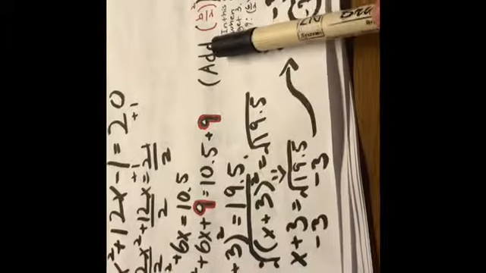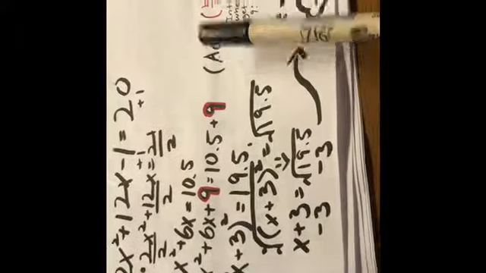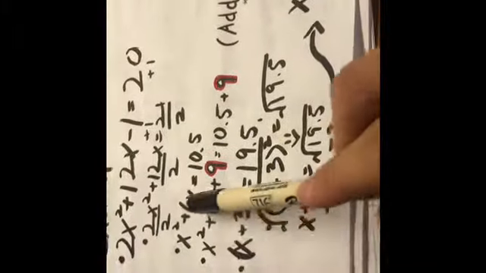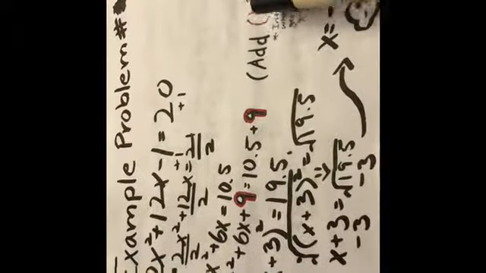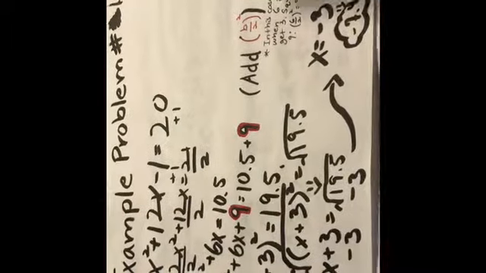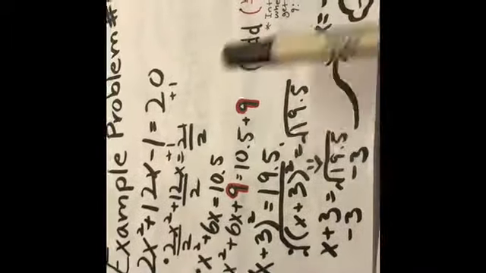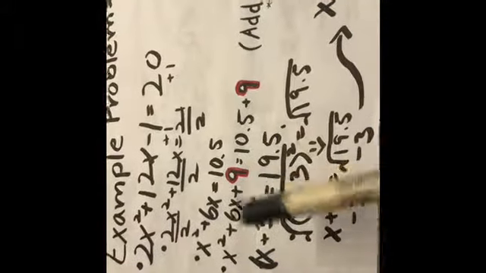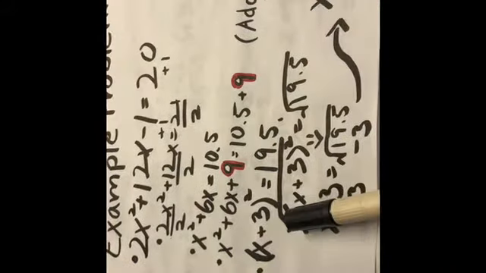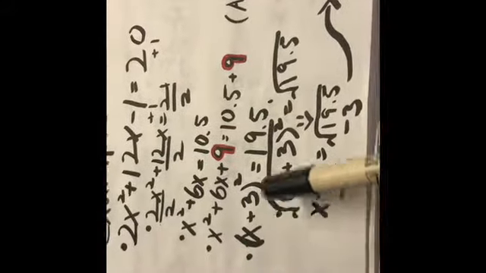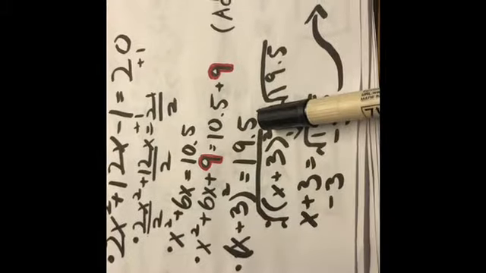Next, we're going to have to remember to add b over 2 squared. In this case, we have 6 as the b, so when 6 is put over 2, you get 3. Square that and you get 9, as you can see right here. So, x squared plus 6x plus 9 equals 10.5 plus 9. Simplify that, we get (x plus 3) squared equals 19.5.